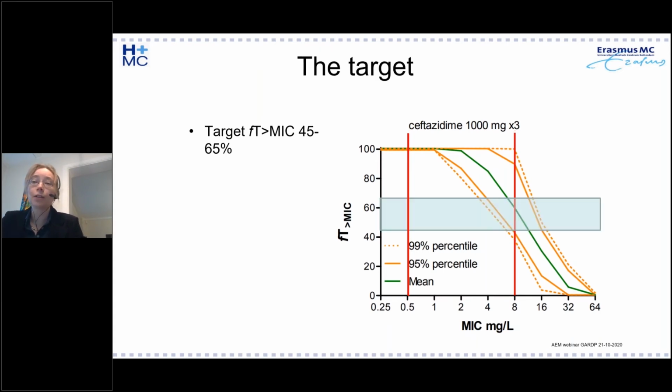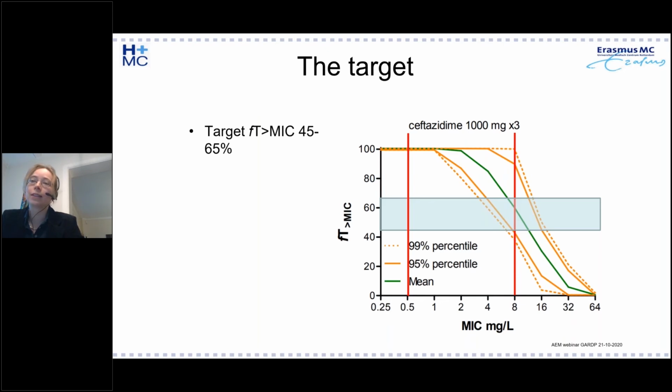So the target was on the vertical axis, and we've seen from the EUCAST that we aim at somewhere between 45 and 65%. And then we have some kill and some evidence from clinical trials. Now it's going to be interesting, and we look first at the Klebsiella pneumoniae at 0.5, the epidemiological cutoff.